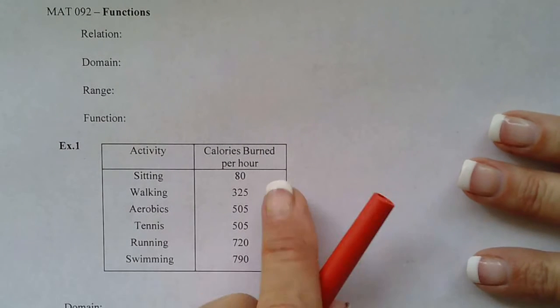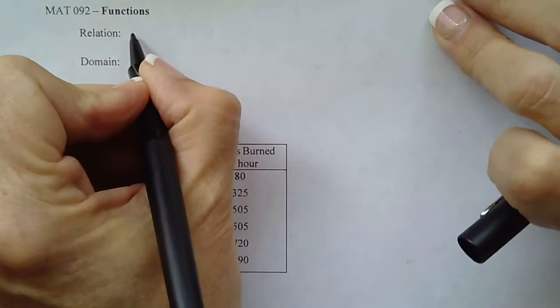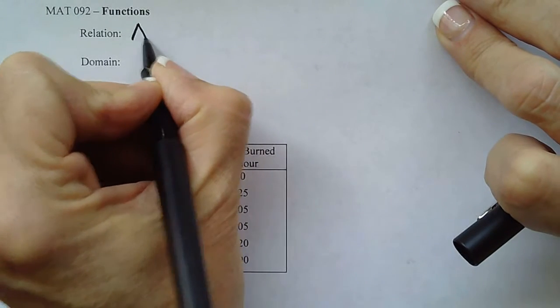So let's go ahead, and this is the beginning of what we do the rest of this class, which is functions. Before we start functions, we need to discuss some vocabulary. So a relation is a set of ordered pairs.